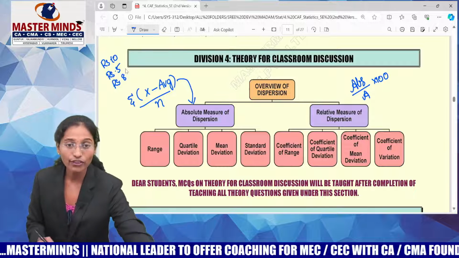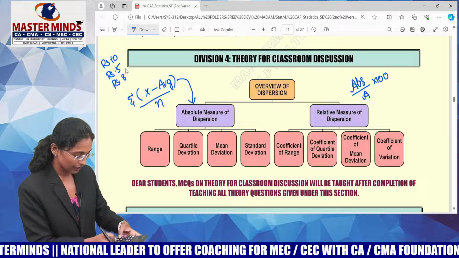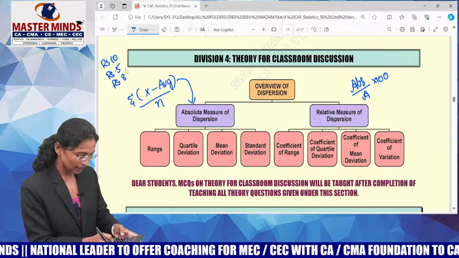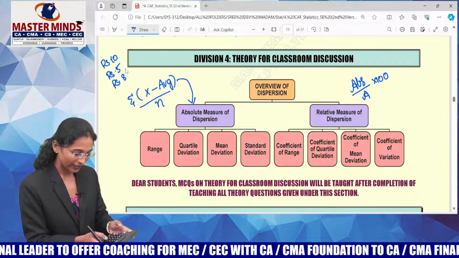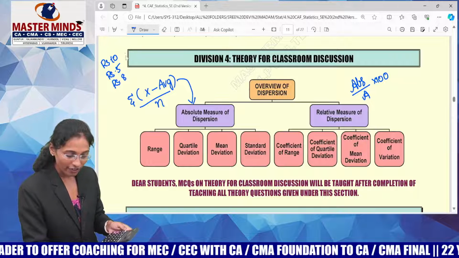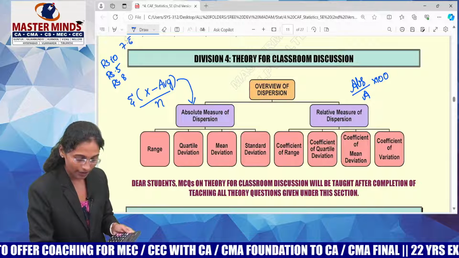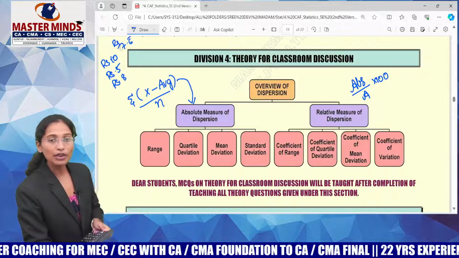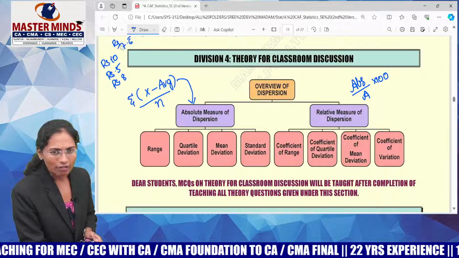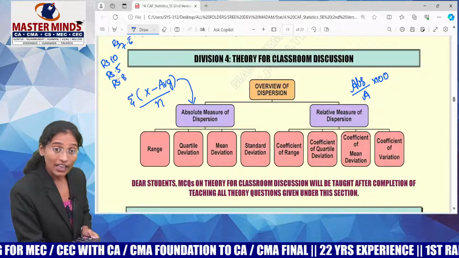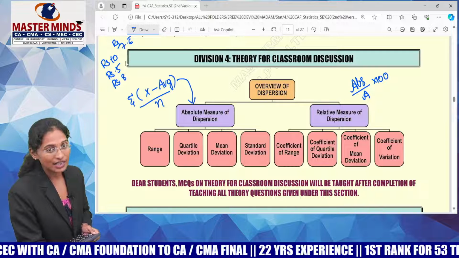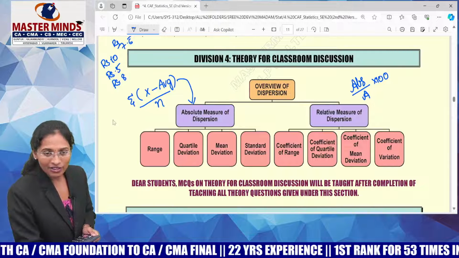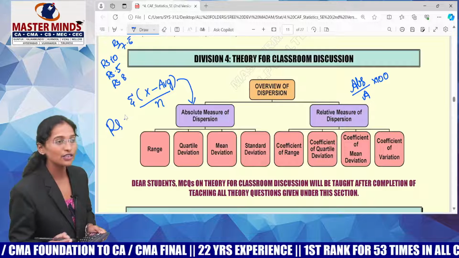So what is the average of 10, 5, 8? Let me calculate. 10 plus 5 plus 8, 23 by 3, and your average is 7.6 rupees, right? Now, if I ask you to tell me the deviations, 10 minus 7.6, I'll get rupees, no? Again, 5 rupees minus 7.6, I'll get rupees, no? 8 rupees minus 7.6, I'll get rupees, no? And then I'll divide it by 3, means my answer is in terms of rupees, no?